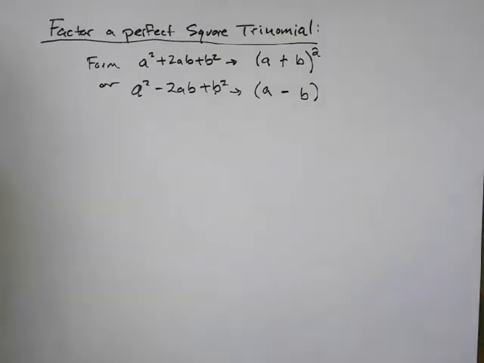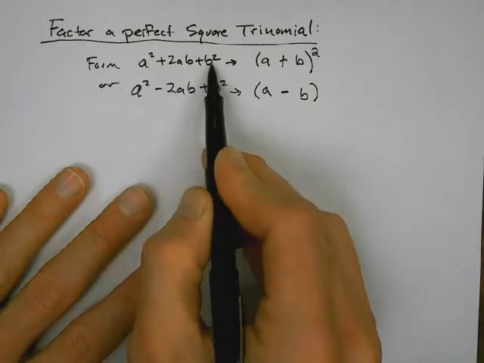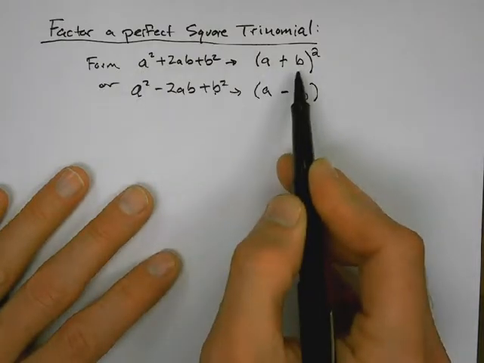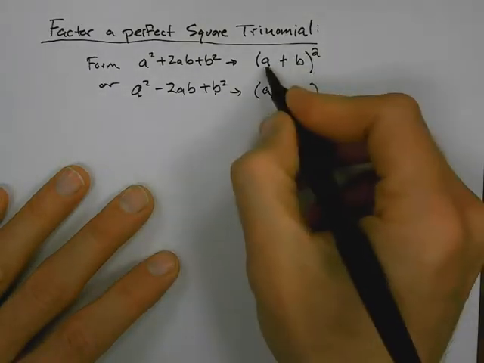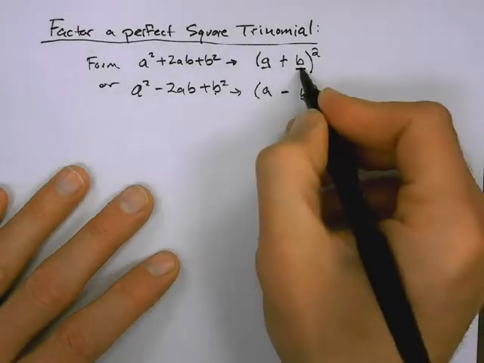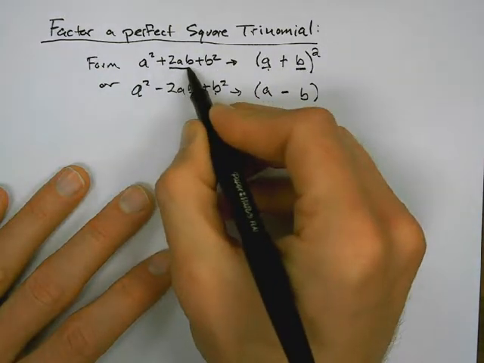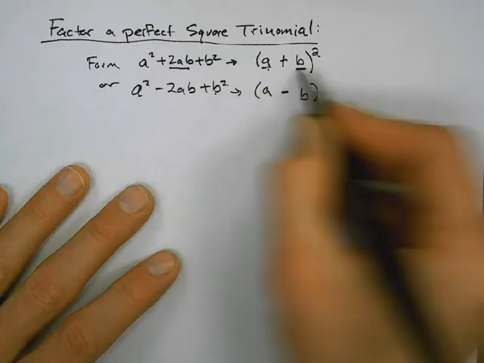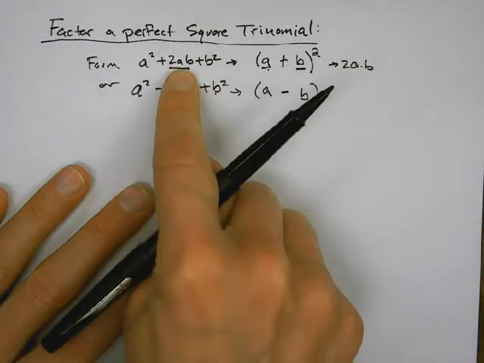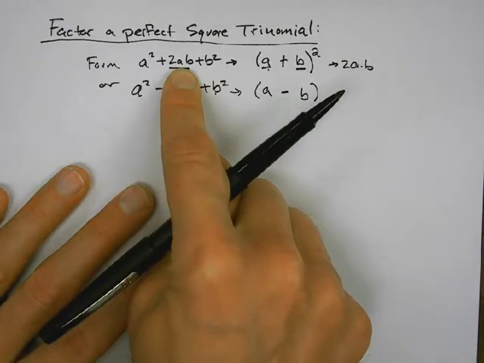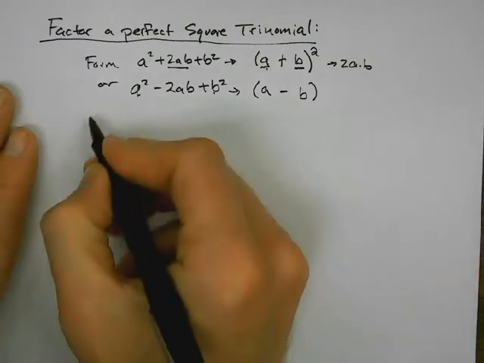Now, the one thing you have to be careful of is that just because you can square root the first and the last terms doesn't mean you can factor it this way. The one thing I always check is the following: if I multiply these two together, whatever they happen to be, and double it, it should match the middle term. So if I do a times b and double it, it should be that middle term. It should be twice ab. Okay? Let me show you a concrete example.